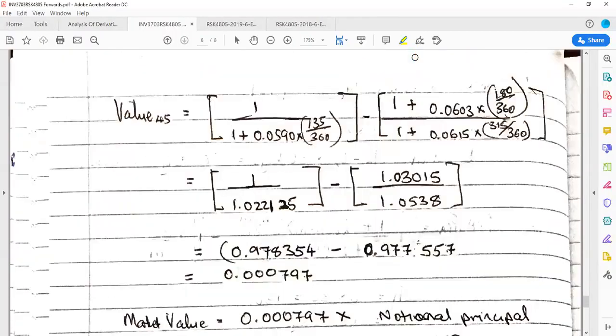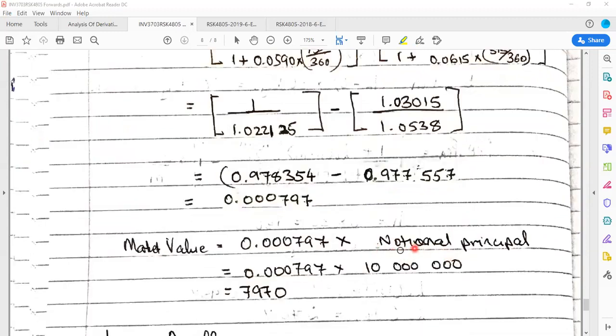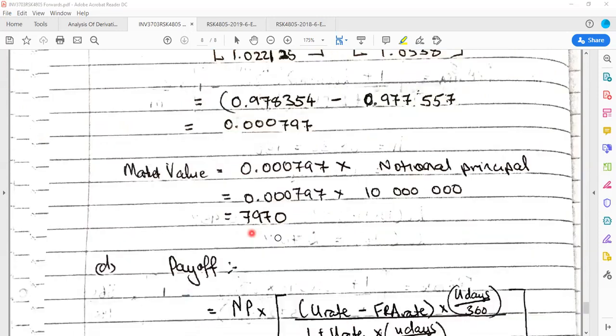Then you subtract and you get this answer, but to get the actual value you multiply by the notional principal, and then that gives you 7,970. The answer in the textbook is slightly different due to rounding off, right? So if the answer is positive, it means it's a positive value to the long party and it's a loss to the short party.